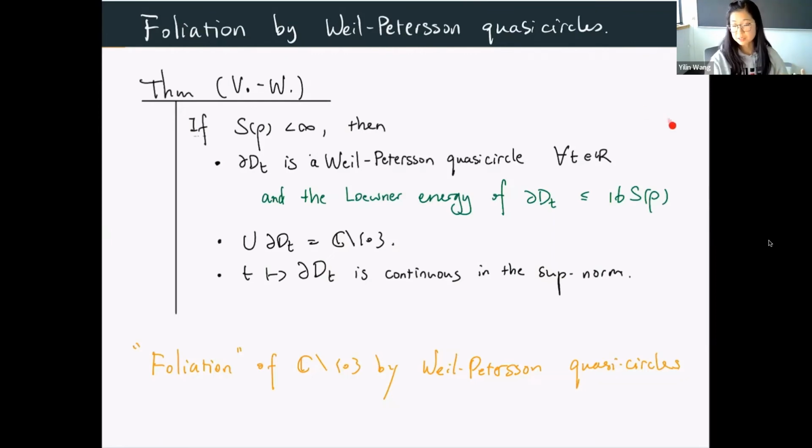However, the proof is totally deterministic. Moreover, we can also show that if I have any Weil-Petersson quasicircle, then I can find a measure rho which generates this curve as a leaf. So this is really saying that all the Weil-Petersson quasicircles can be obtained by some measure with finite Loewner-Kufarev energy, and all the leaves obtained by a finite Loewner-Kufarev energy measure are Weil-Petersson quasicircles.